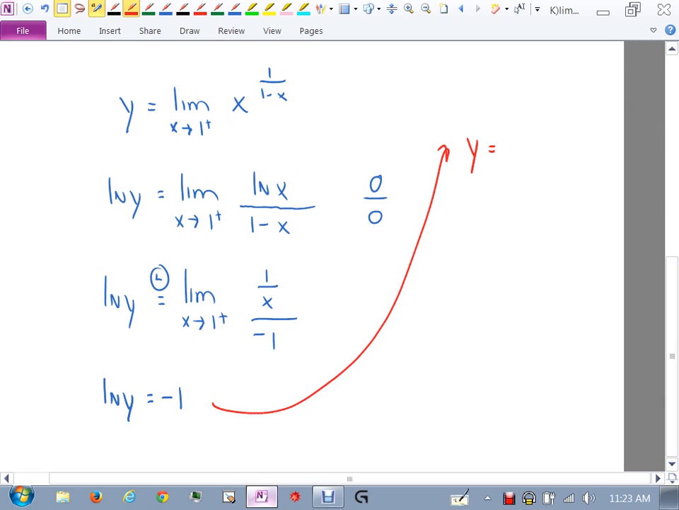Y equals e to the negative 1. That's your answer. Just leave it as e to the negative 1. E to the negative 1 is the same as 1 over e, isn't it? So your answer is 1 over e.